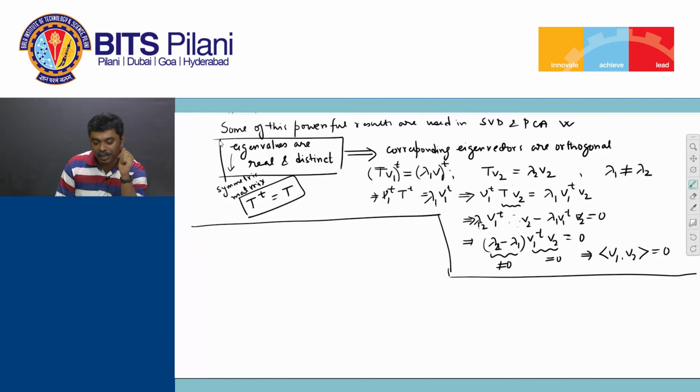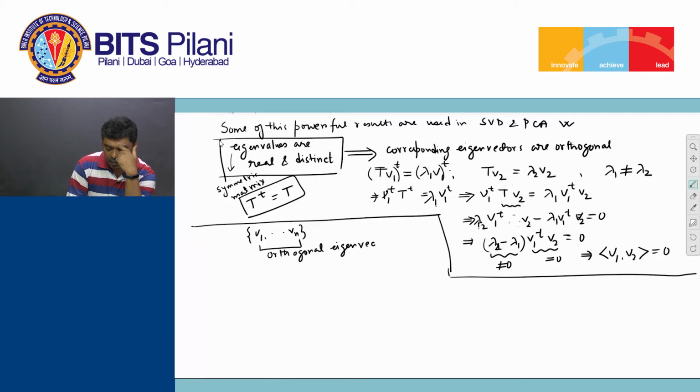Nonetheless, that's one consequence. The second consequence is that if I have a set of orthogonal eigenvectors, then I should be able to establish that they are linearly independent.